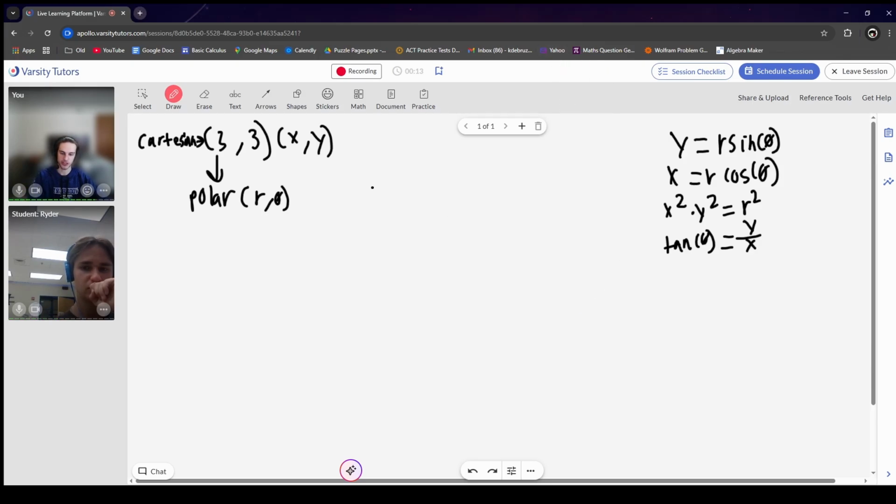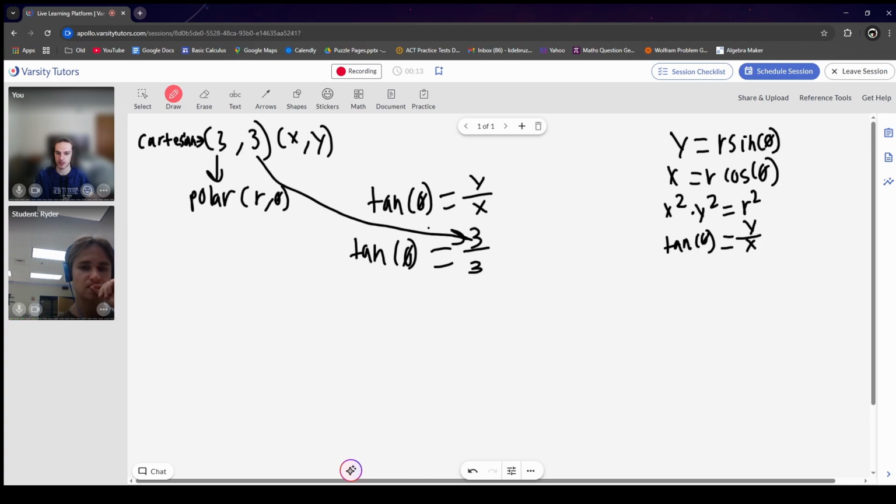Well, so let's look at tangent of theta. Tangent of theta is equal to y over x. Because the 3 is y and the 3 is x. So how do we solve for theta from here? Because we're looking for theta. I guess you have to divide the tangent over.